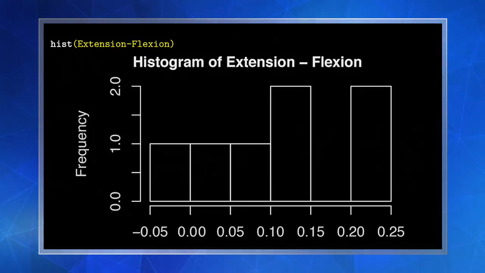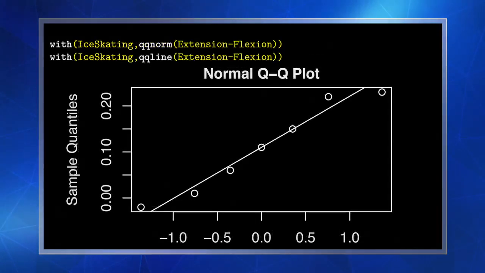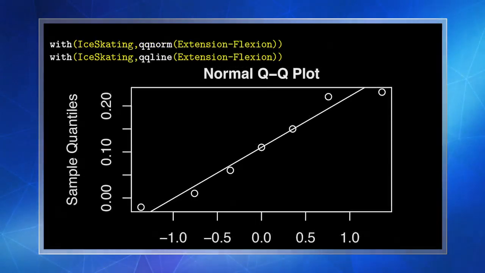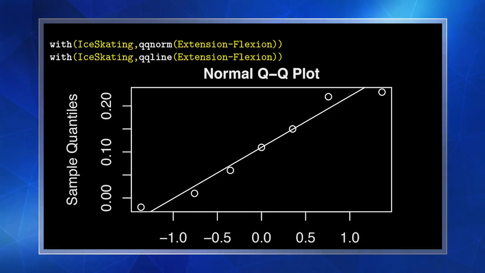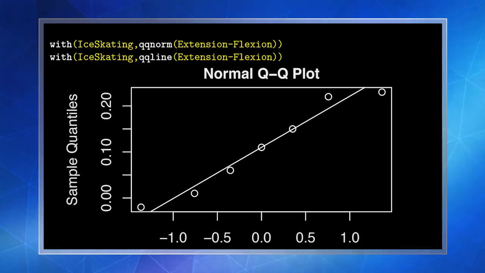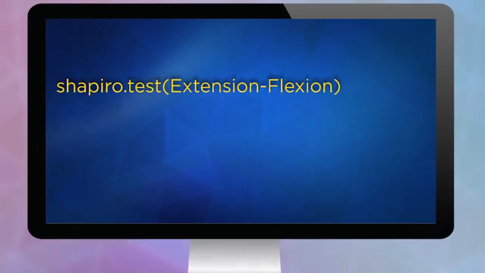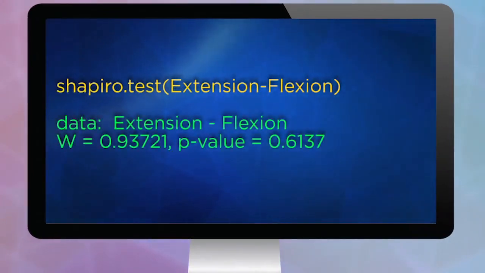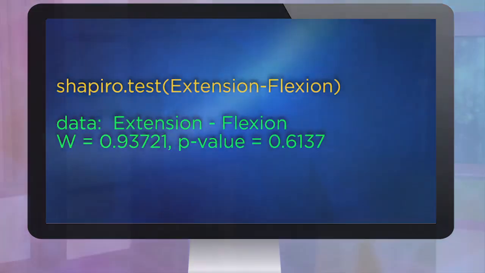Let's look at the QQ plot instead. Now here we see a QQ plot of the difference. And notice this looks a lot better. See how our points are falling nicely along the line? And we can confirm this with the Shapiro-Wilk test. That gives us a p-value of 0.6137. So we've definitely got some normal data here.